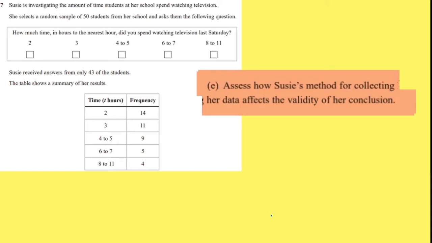Assess how Judy's method for collecting data affects the validity of her conclusions. Okay. Well, first of all, I'd say that it's a random sample, which is good, which means everybody's got an equal chance of being selected. I'd say, however, it is from her school, so that means you can't really apply those findings to the wider context. You can only really do it to her school. I'd say last Saturday as well means that it can't be applied to other days in a week.